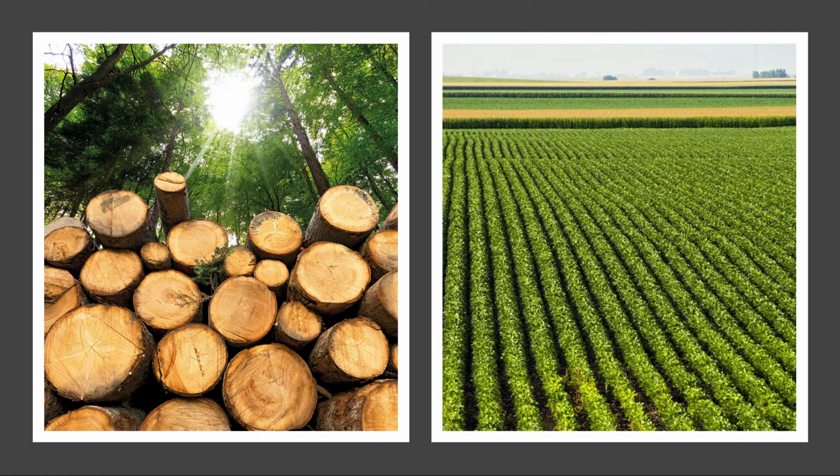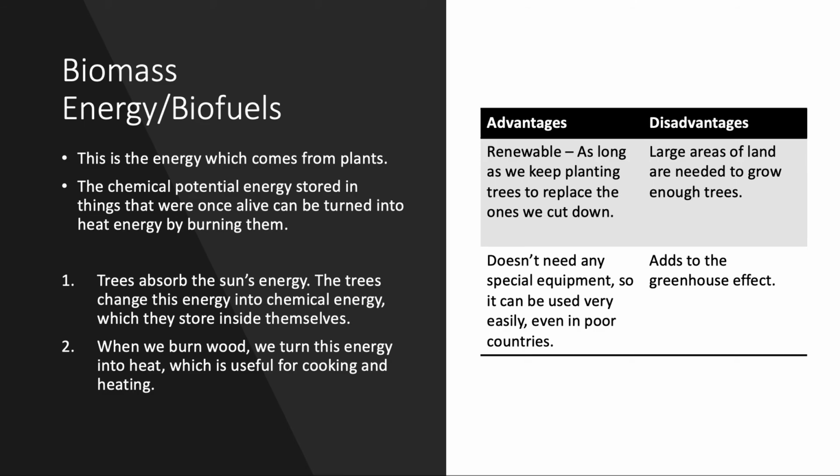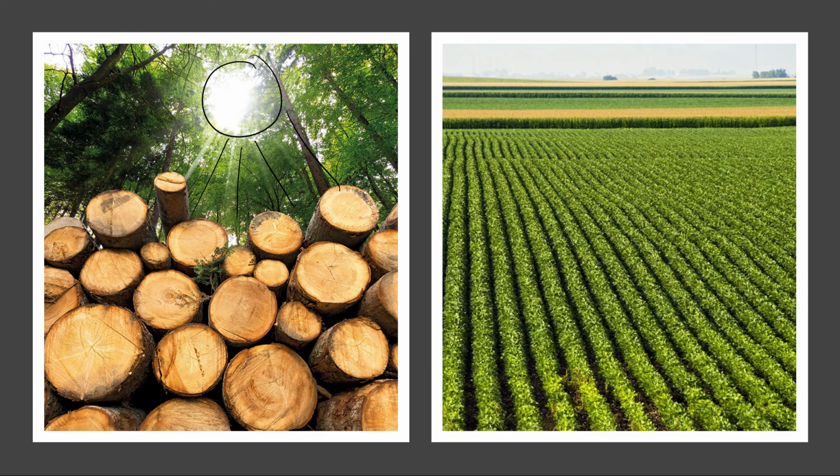And looking at these images of biofuels, we have these millions of trees cut down. All the chemical potential energy is stored in these trees because they get all this energy from this source over here, the sun, and they store it within them, and then this energy is burnt to be used for heating and many other things. We use it everywhere. This is why biomass energy is very important.